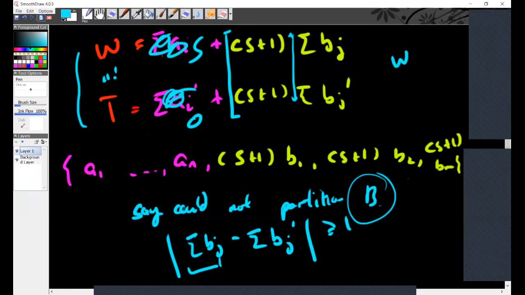So in other words, W is going to be strictly less than T always, as long as B is not partitionable. If B is not partitionable, this yellow part of the sum, the difference, is just too large. The purple part of the sum will not be able to help you in any way.